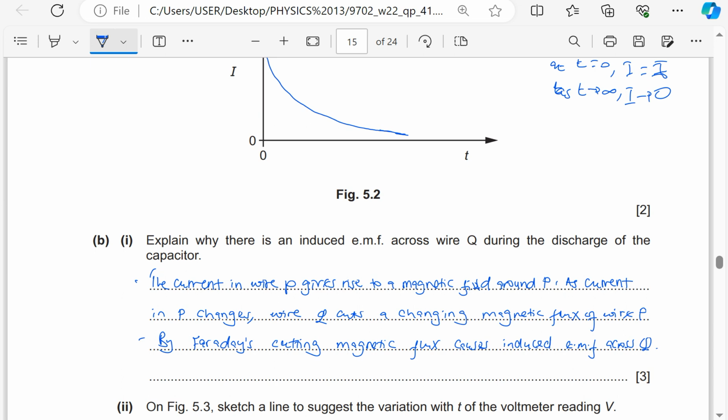First of all, I've mentioned that the current in wire P is creating a magnetic field around the wire. But of course, from the above graph, the current is changing, which means there's a changing magnetic field around P, which is linked to wire Q, because wire Q is in that magnetic field. And by Faraday's law, the cutting of magnetic flux around wire P by wire Q induces an EMF across wire Q.